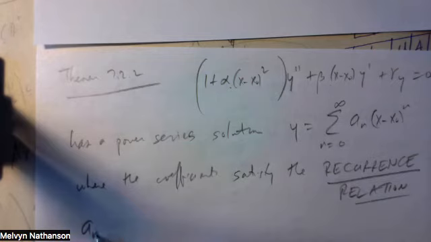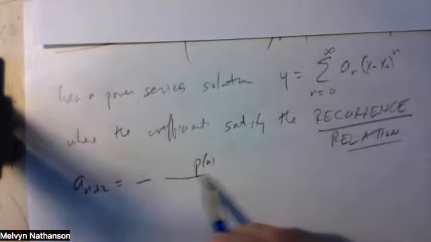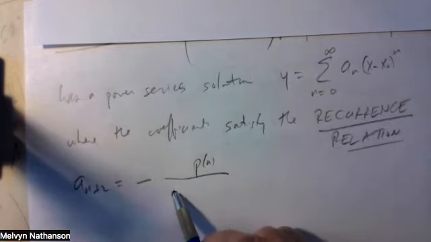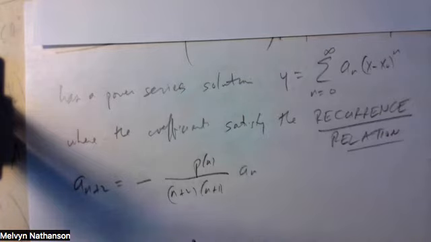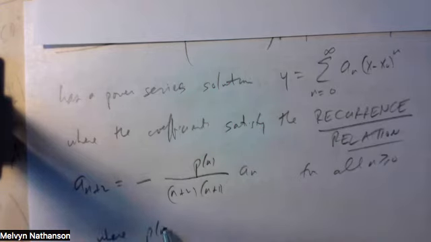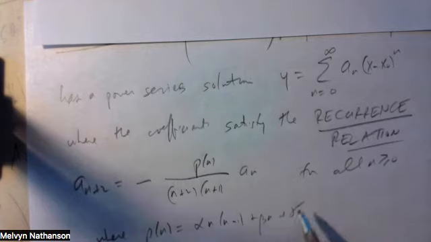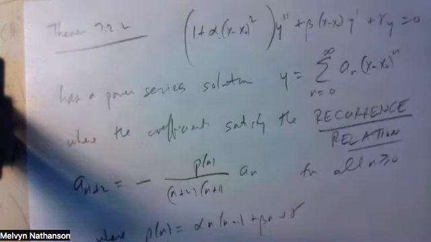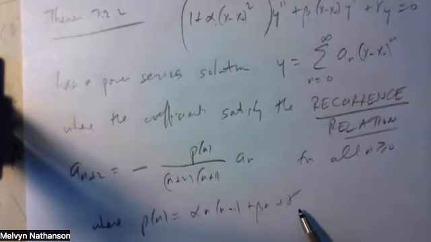So in this case, a sub n plus 2 is going to be equal to minus some polynomial in n, which I will write down in a moment, over n plus 2, n plus 1, times a sub n, for all n greater than or equal to zero, where p of n is alpha n times n minus one plus beta n plus gamma. So, and if you check the solution to the problem we just did, you'll see it is exactly of this form.